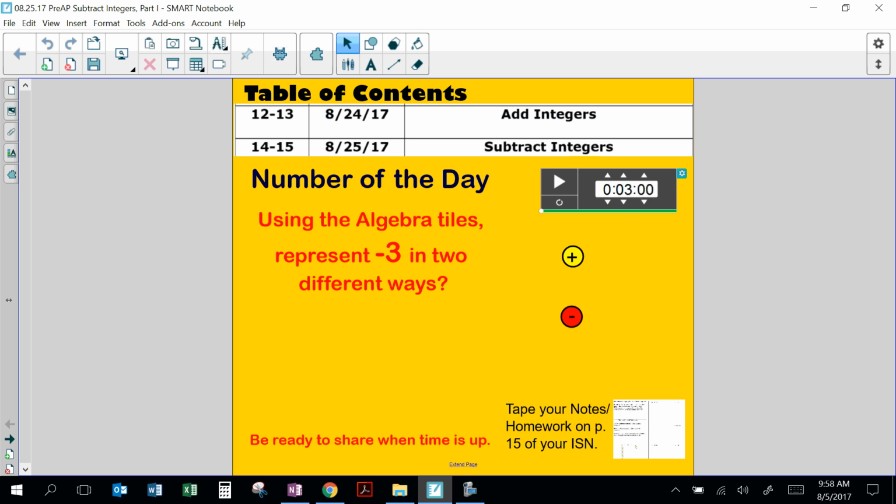Welcome. Today's lesson is over how to subtract integers. So let's look at a number of the day. Using the algebra tiles, represent -3 in two different ways.